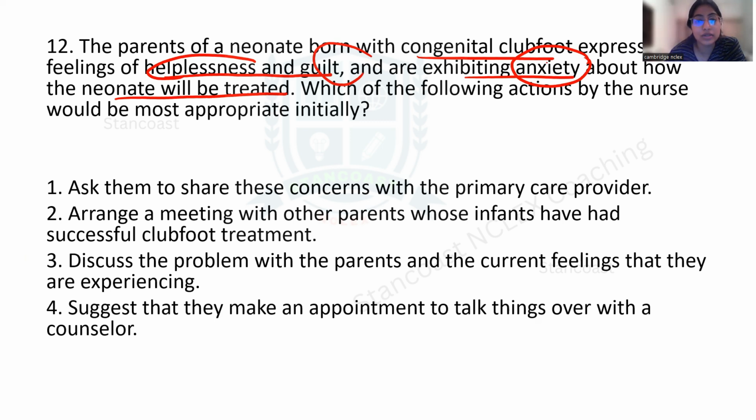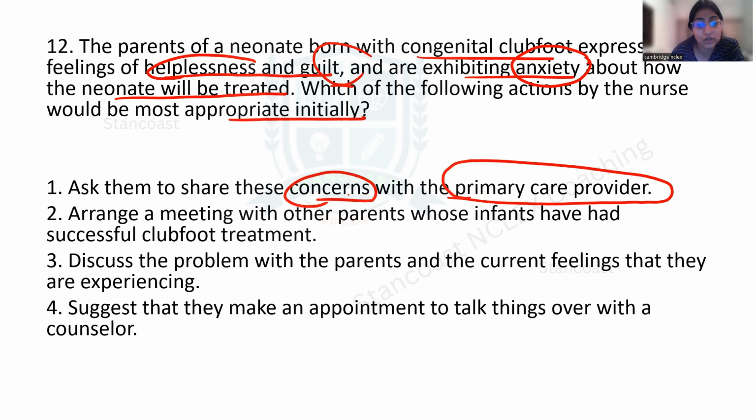This is the work of the nurse, to provide empathy to the parents about this condition. So, what is the appropriate action that a nurse should perform initially? First is to ask them to share these concerns with the primary care provider. Now, as I have said, showing concern, showing empathy, and solving doubt is the priority thing that should be done by the nurse. So there is no need to ask them to share these concerns with a primary care provider. A nurse can resolve this issue by herself.